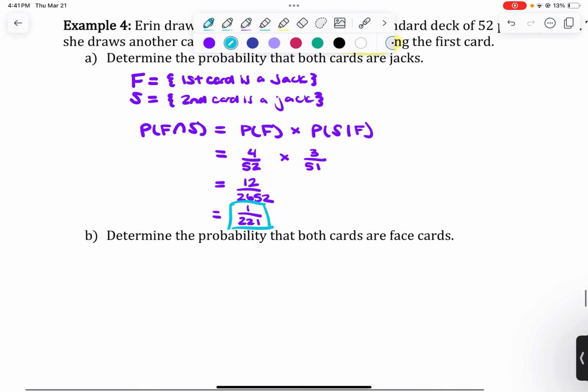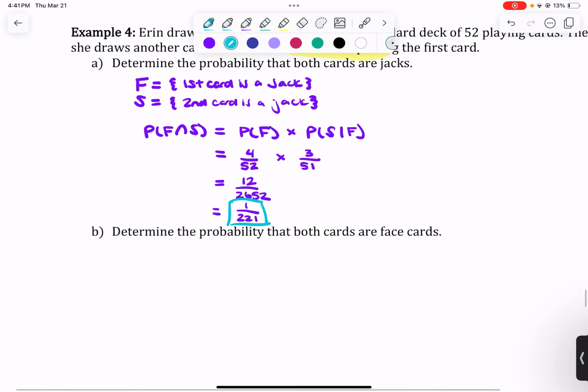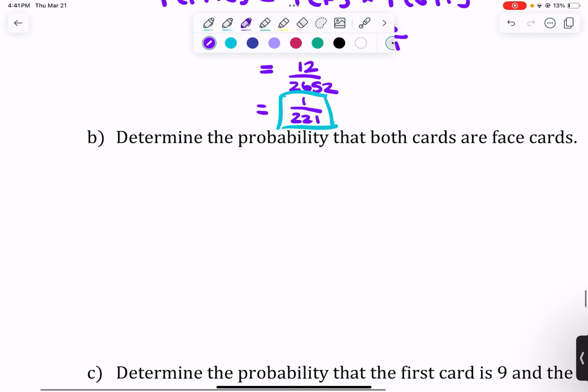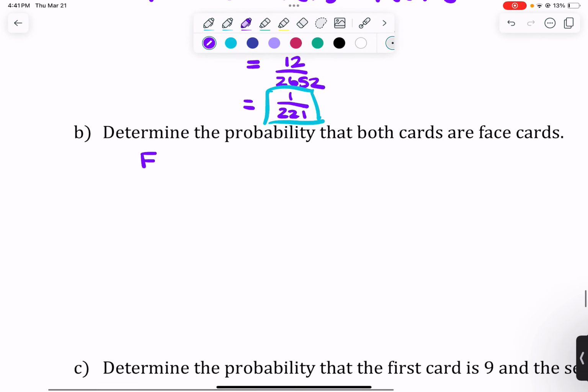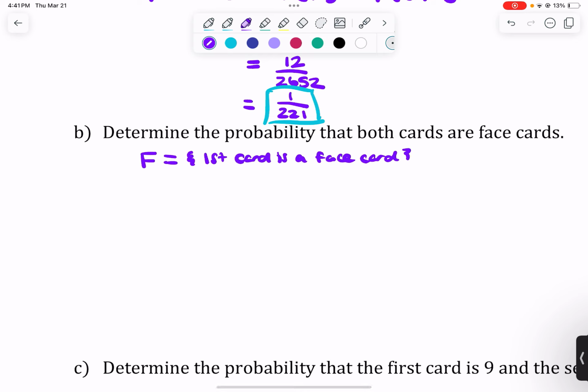So same idea. I want to figure out the probability that both cards now are face cards. So I'm going to probably use F and S again. F for first card is a face card. And S for second card is a face card.